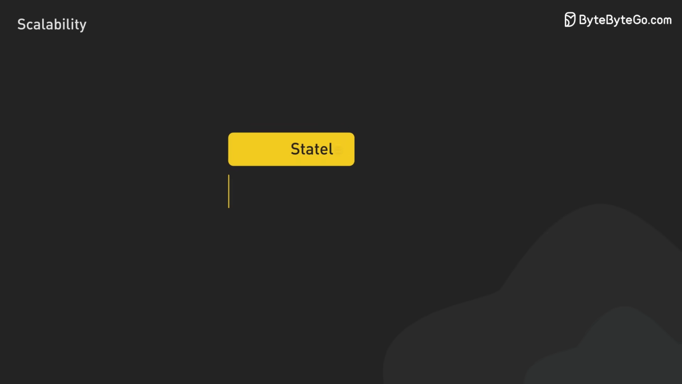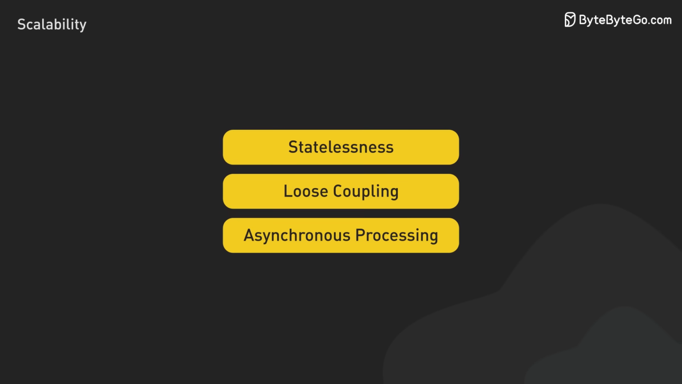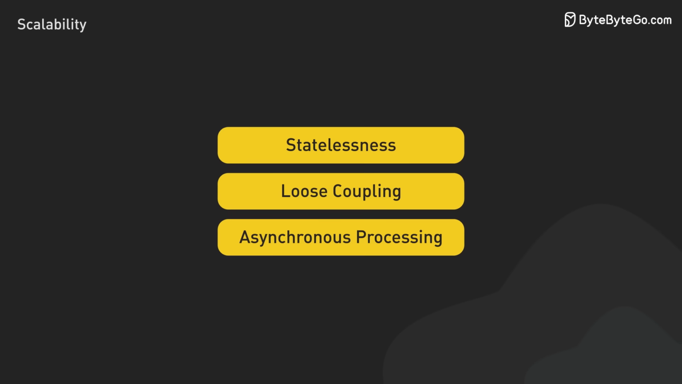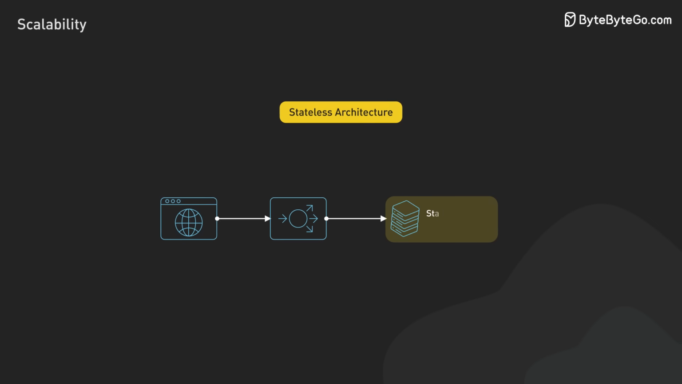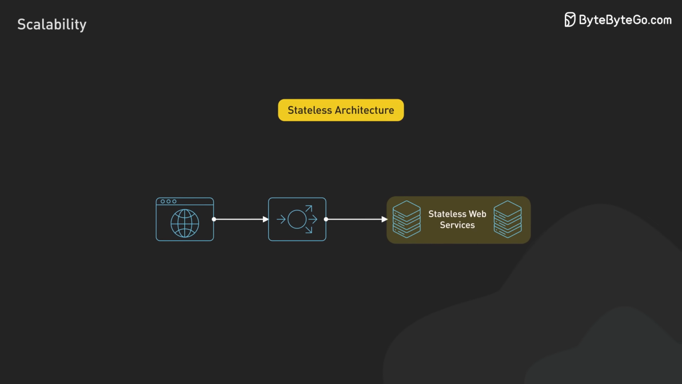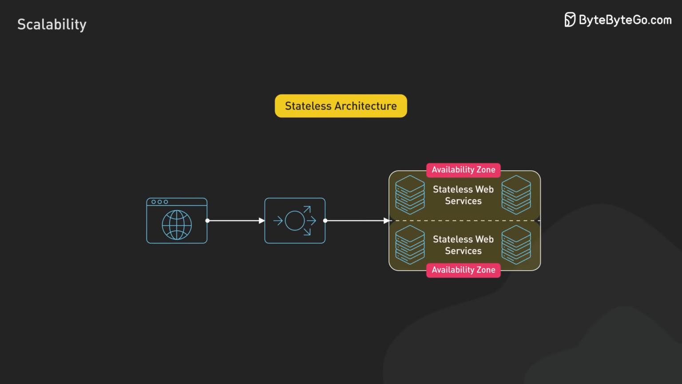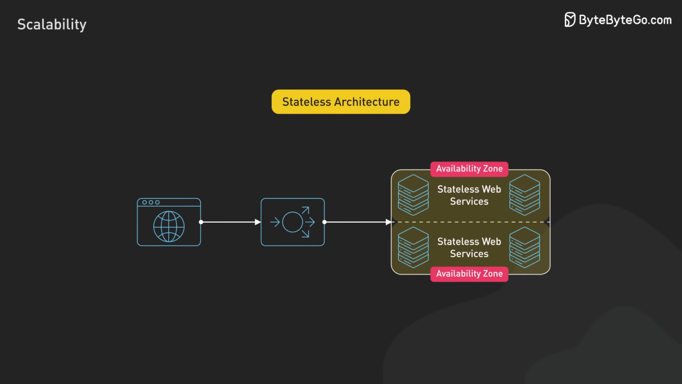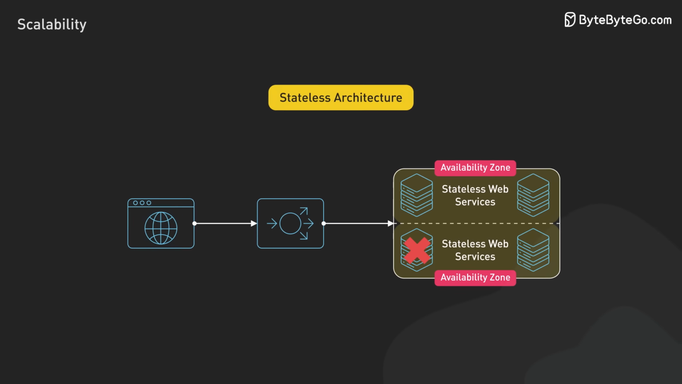Alright, so how do we build systems that scale well? Let's focus on three key principles: statelessness, loose coupling, and asynchronous processing. First up, statelessness. This means that servers don't hold on to client-specific data between requests. By keeping servers stateless, we make it easy to scale horizontally because any server can handle any request. Plus, it enhances fault tolerance since there's no crucial state that could be lost if a server goes down.